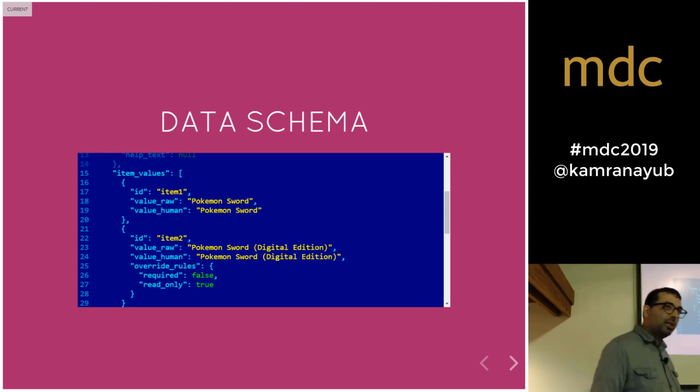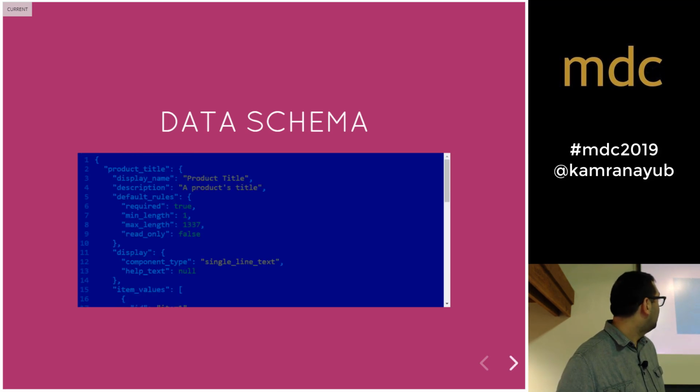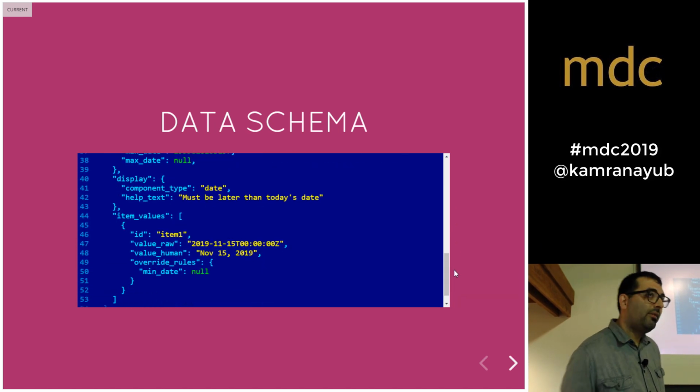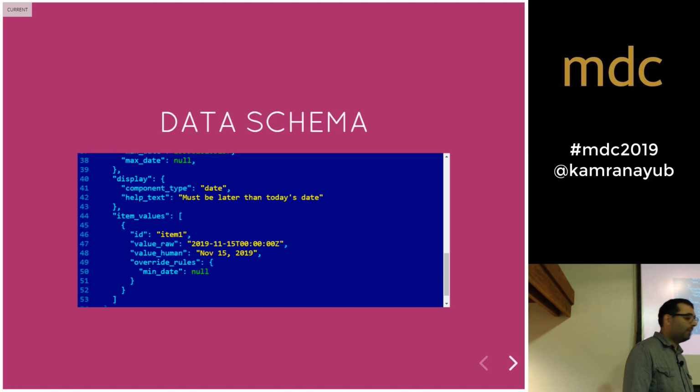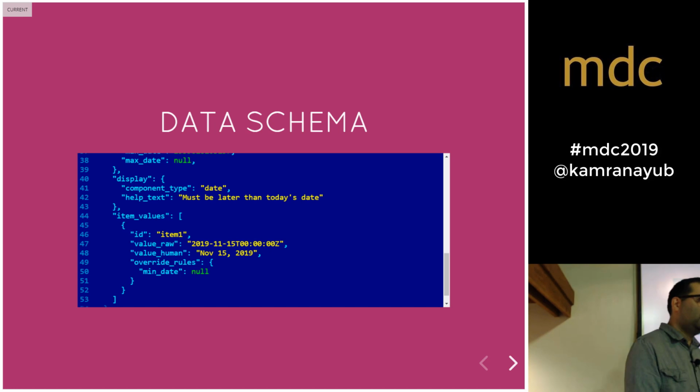So for a text field, they're probably going to be the same value, Pokemon Sword, Pokemon Sword. But for something like street date, let's see if I can highlight it. For street date, it's going to be something different. So the raw value might be a timestamp, might be the UTC timestamp, but the human readable value is going to be formatted. And we don't want the client to determine how to format that. Of course they can, they got the raw value, so you can override it if you want to, but we want to provide a human readable value when we're outputting read-only information. So we need these two values.